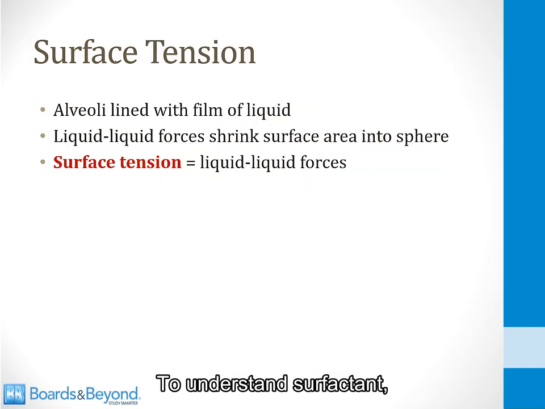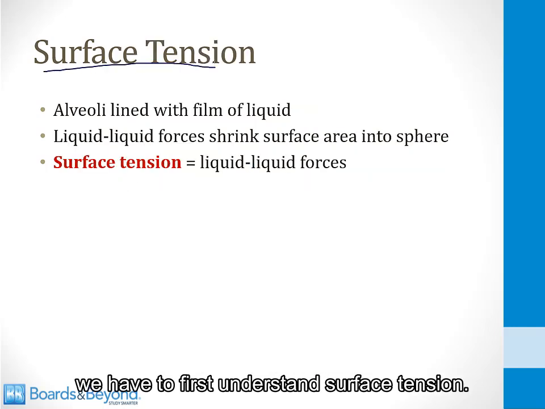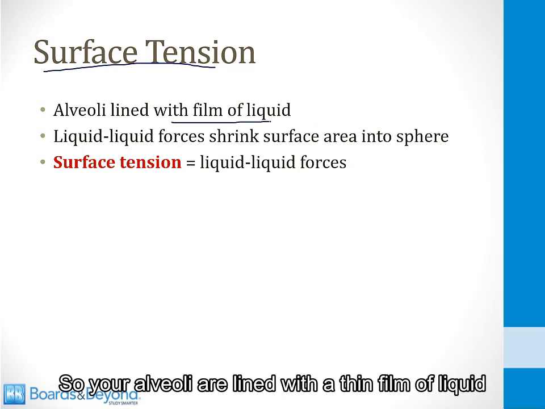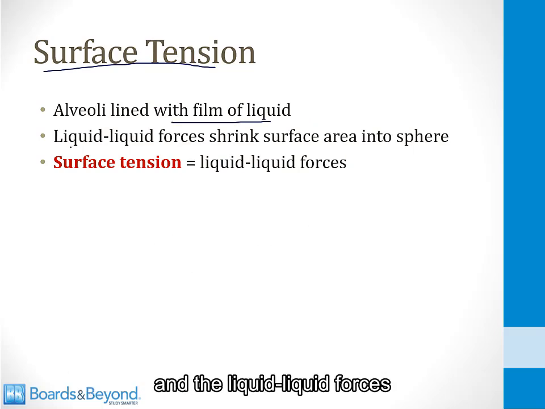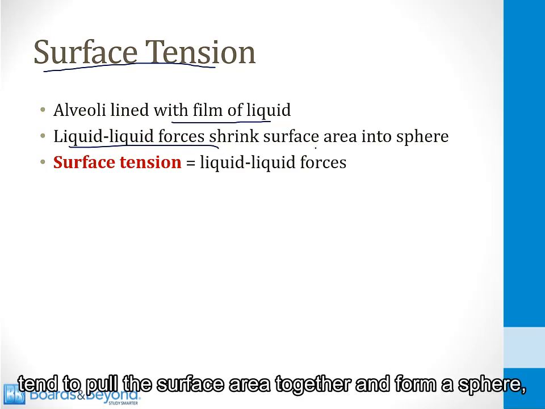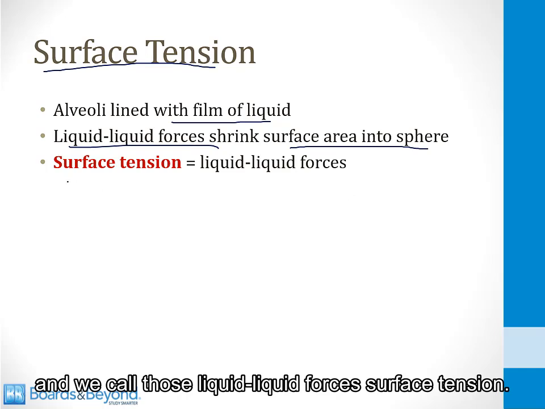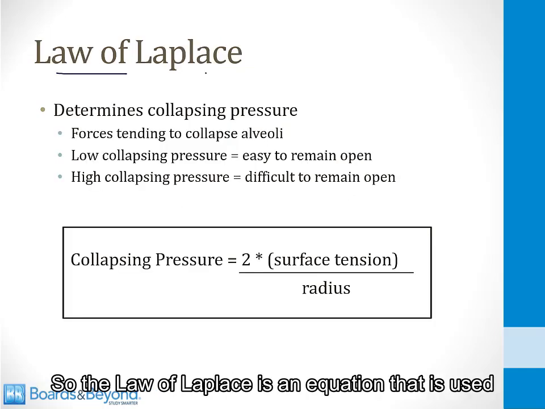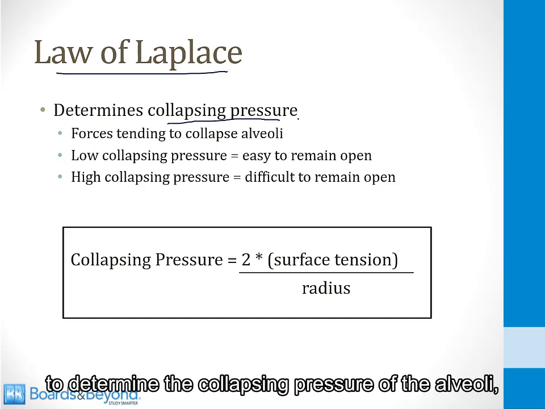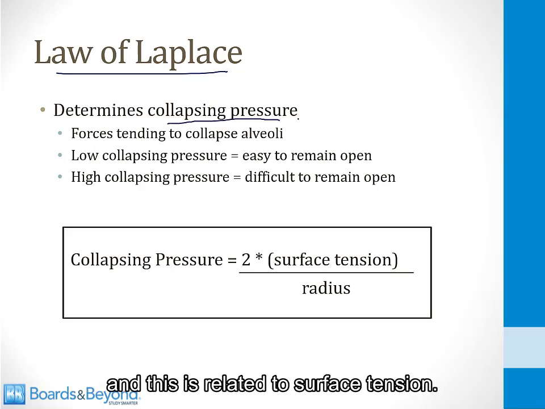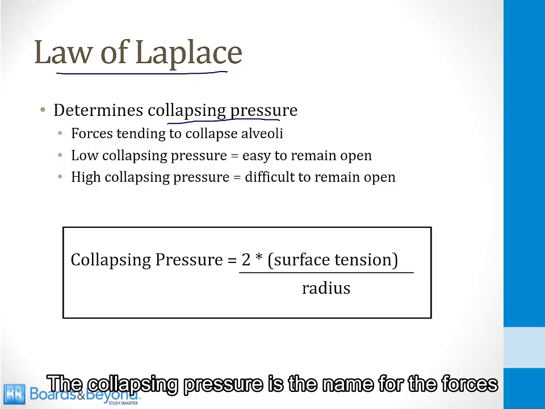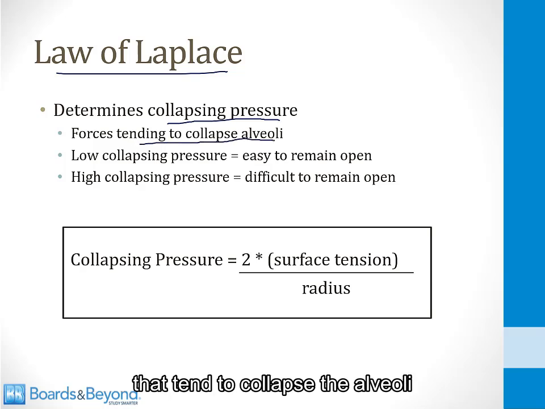To understand surfactant, we have to first understand surface tension. So your alveoli are lined with a thin film of liquid, and the liquid-liquid forces tend to pull the surface area together and form a sphere, and we call those liquid-liquid forces surface tension. So the law of Laplace is an equation that is used to determine the collapsing pressure of the alveoli, and this is related to surface tension. The collapsing pressure is the name for the forces that tend to collapse the alveoli.